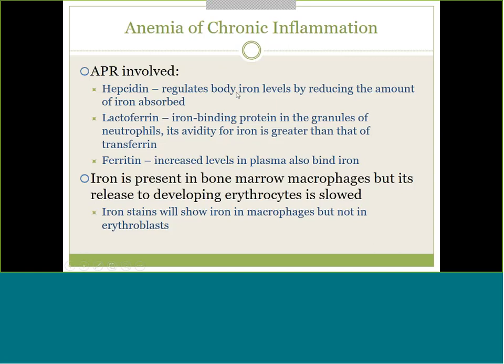So first we have hepcidin. This protein regulates body iron levels by reducing the amount we absorb. So if you increase, all of a sudden, because you have inflammation happening with your disease and you're increasing the hepcidin levels, well, it's increasing the ability to keep reducing the amount of iron absorbed. Lactoferrin is another one. This actually will bind iron. It's a protein that's going to bind iron and take it away so transferrin can't have it. You have the iron, but transferrin's not allowed to have it to bring it to the bone marrow because it's already bound it.